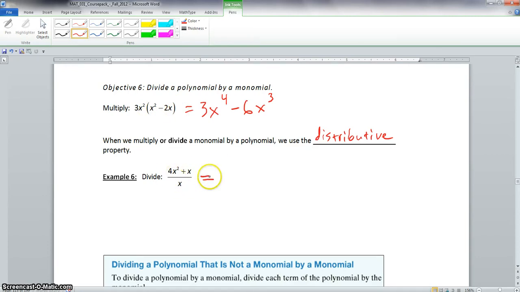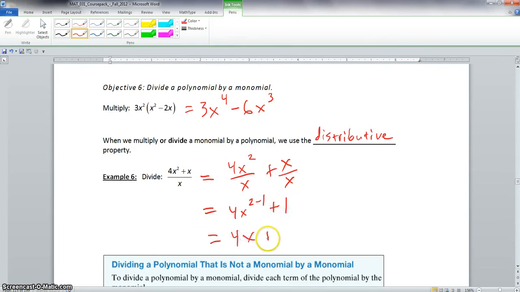Now with example 6, we would divide. We're going to divide each individual term by this denominator. Now, we'll bring down our 4. X squared divided by x, we know is x to the 2 minus 1. And we know x divided by itself is 1. So this will give us 4x plus 1.